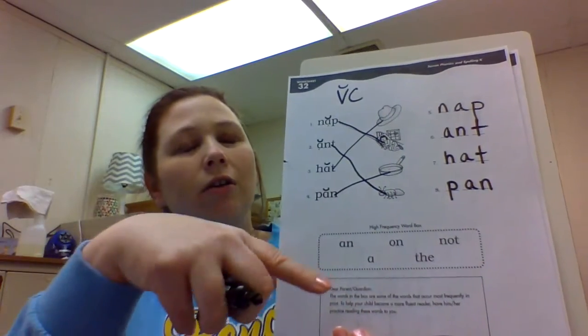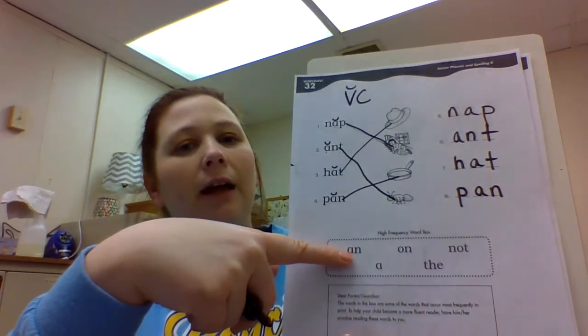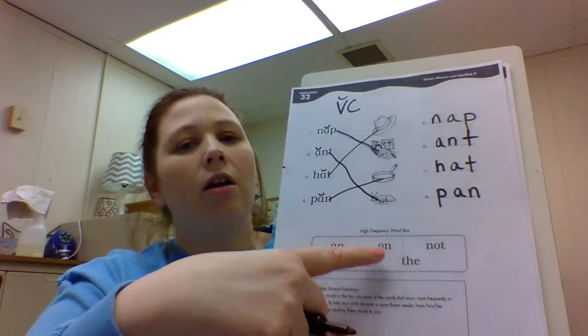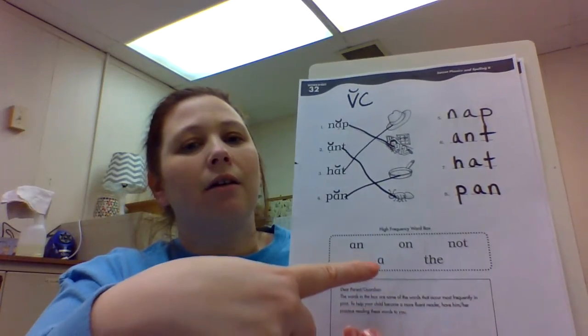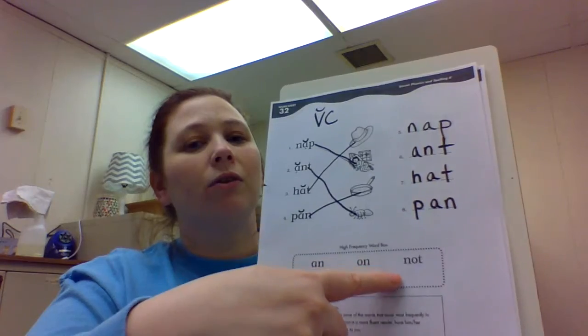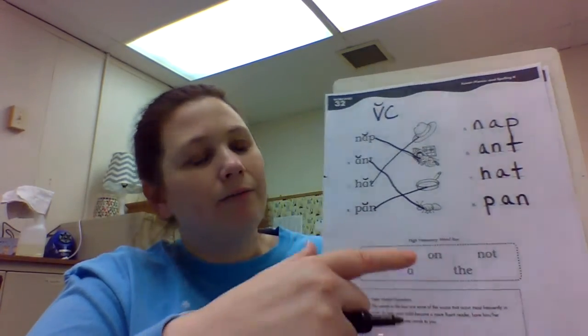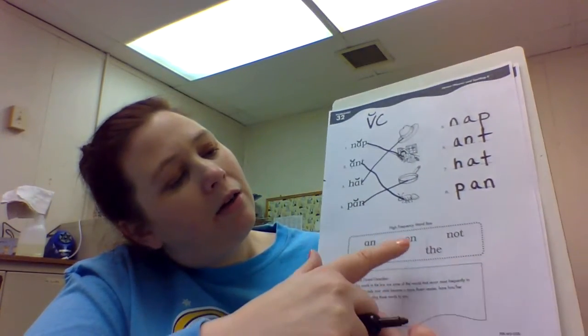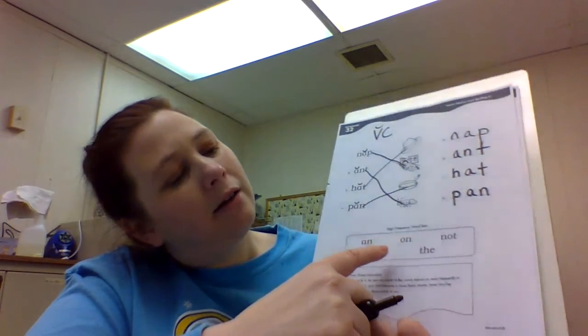All right, let's read these words. These aren't new. We had these last time, so let's read them together. An, on, not, and the. Remember, these are real sight words that kind of don't make the right sound. So we have an, on, not, the.